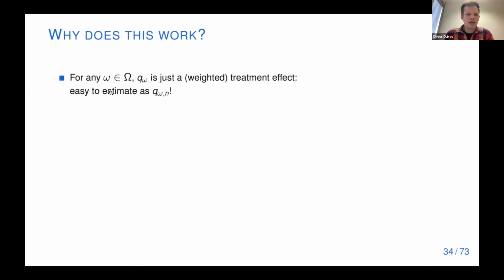Okay, so why does this work? Well, for any particular weight function, this is just a weighted treatment effect, little q omega, right? So it can be easily estimated using its influence function. And one can remember that even though big Q cannot be negative, little q omega can be positive or negative. So we don't have issues on the boundary.